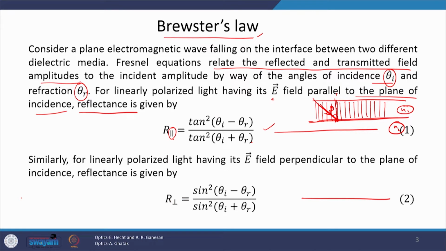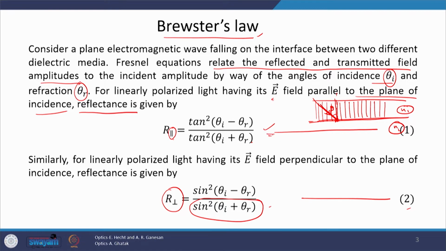Now, in equations 1 and 2, equation 1 is the expression of reflectance for light whose electric field is parallel to the plane of incidence, and equation 2 is the expression of reflectance for light whose polarization is perpendicular to the plane of incidence. Now, in the denominator of equation 2 we have a function of sin. You see, in the denominator we have sin square of (theta i plus theta r), and sin varies from 0 to 1. Therefore, R perpendicular can never go to 0.